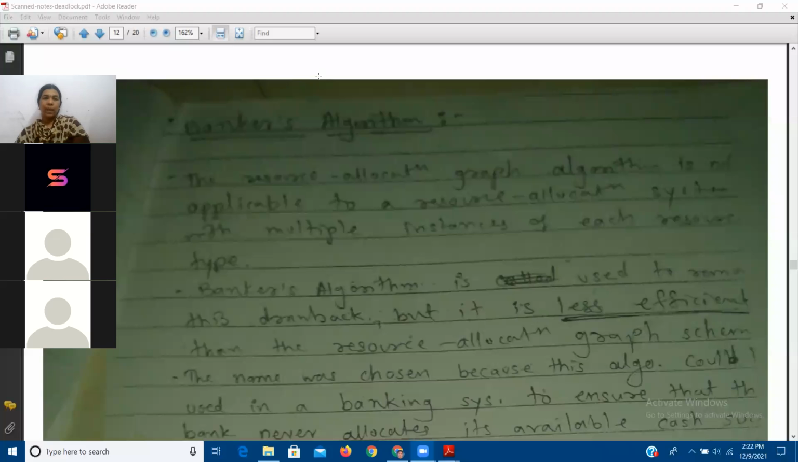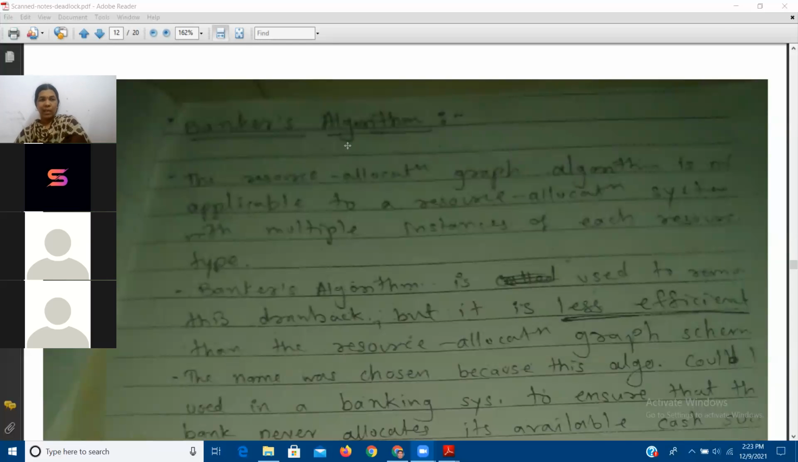Okay, so now come to the part of the banker's algorithm. The drawback of the previous algorithm, that is the resource allocation graph algorithm, is that the algorithm is applicable only in case of a single instance of resource type. So if the system consists of a single instance of each resource type, then only are we able to apply that algorithm.